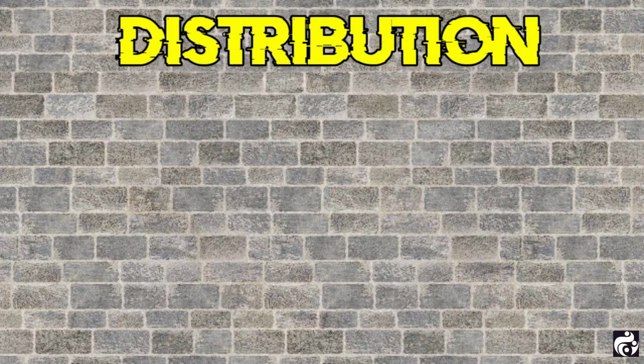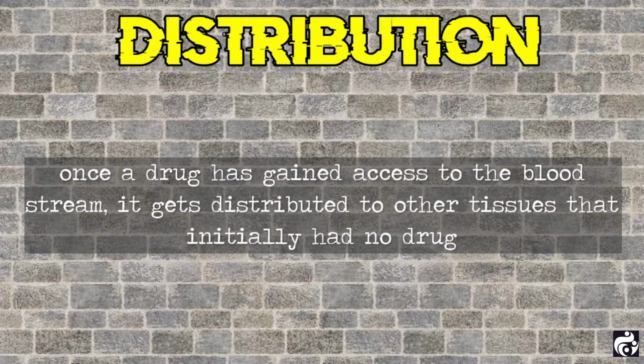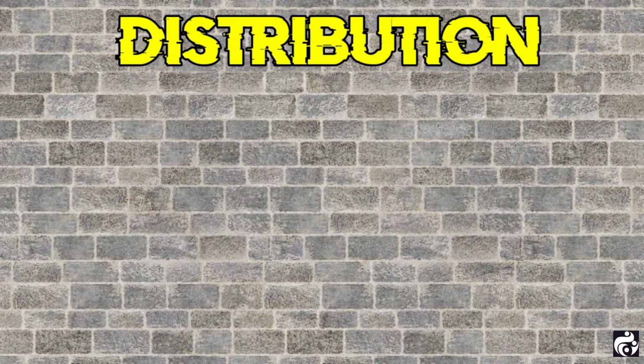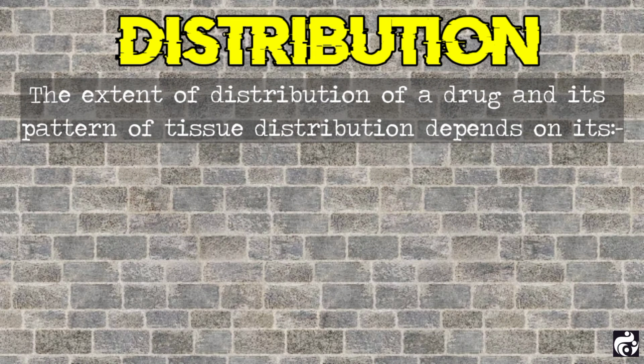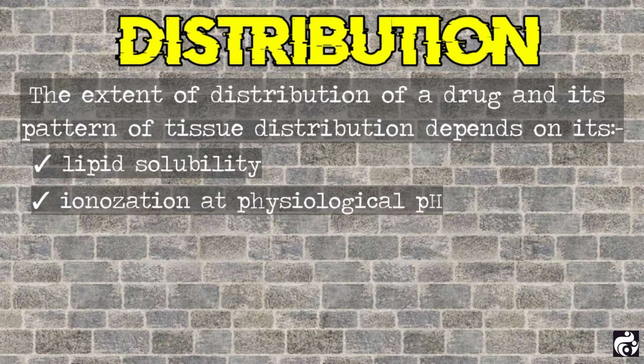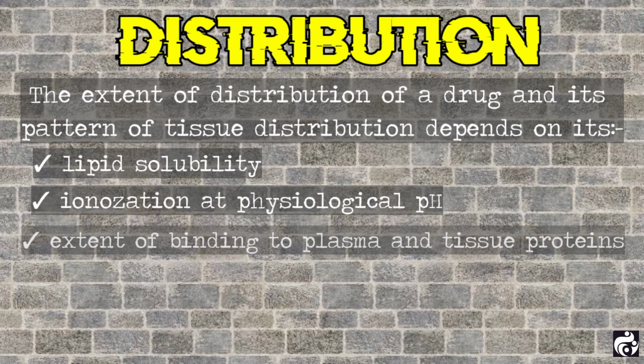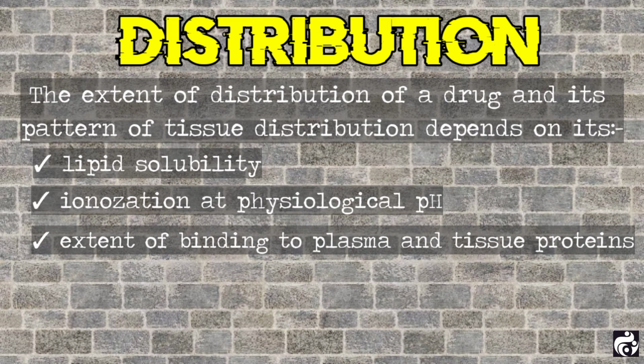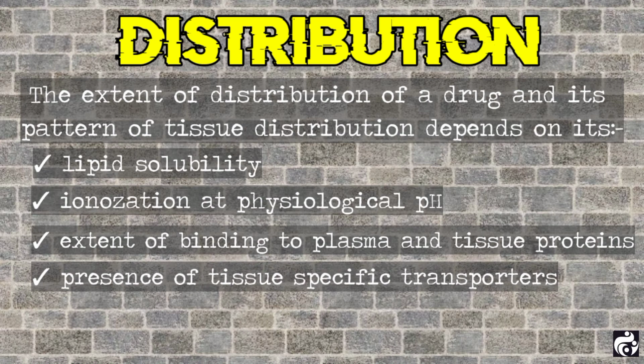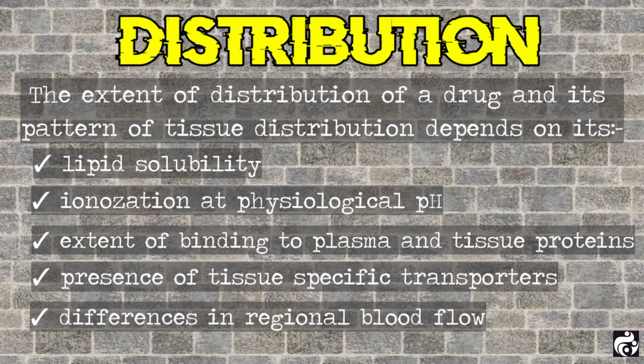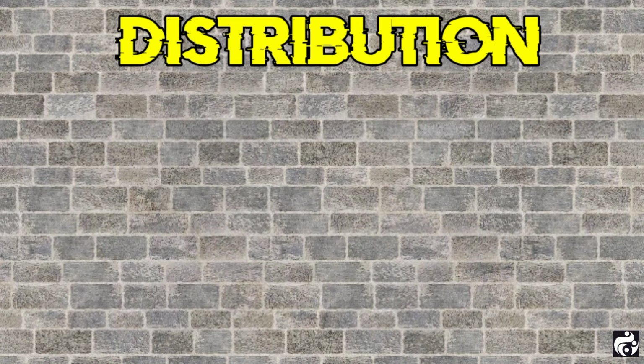Now, let's learn about distribution of the drug in the body. Once a drug has gained access to the bloodstream, it gets distributed to other tissues that initially had no drug. The extent of distribution of a drug and its pattern of tissue distribution depends on its lipid solubility, ionization at physiological pH, extent of binding to plasma and tissue proteins, presence of tissue-specific transporters, differences in regional blood flow.